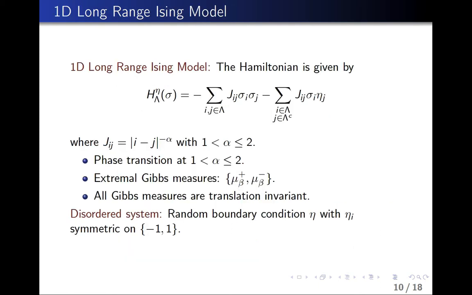The 1D long-range Ising model is a ferromagnetic model where the interaction decays polynomially with power alpha between 1 and 2. Dyson showed the phase transition when alpha is between 1 and 2, and Fröhlich and Spencer showed it for alpha equals 2. There are only two extremal Gibbs measures, mu plus and mu minus, and all the Gibbs measures are translation invariant. We are going to consider the random boundary condition as the disordered system.